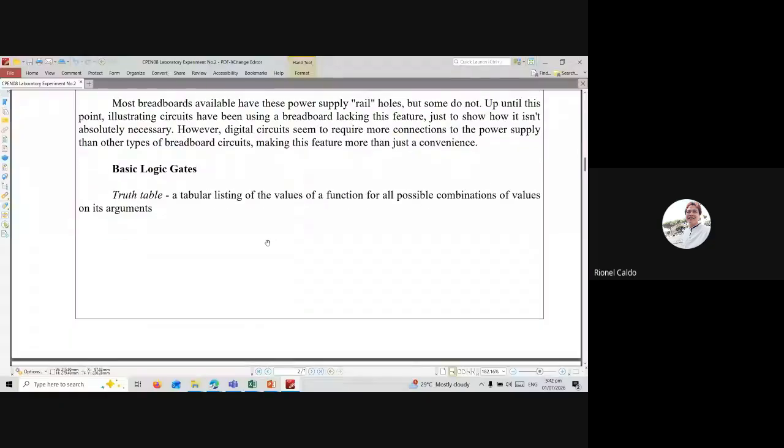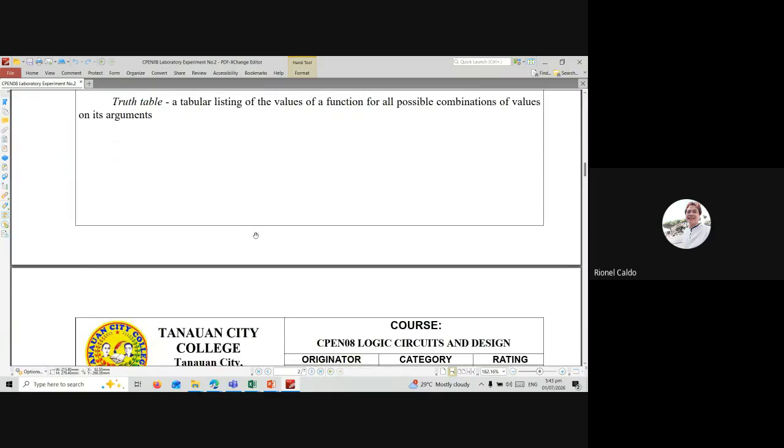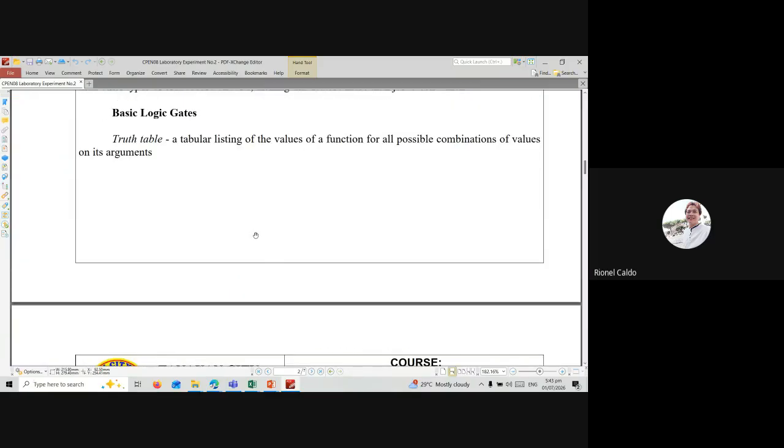So ngayon naman, babalikan uli natin yung concept pertaining to the basic logic gates. One thing that we have to remember is the truth table. So di ba yung truth table natin is basically a tabular listing of the values of a function for all possible combinations of values on its arguments. Diba? So remember the formula that we are using. We have base raised to n, for which the base is the number system. In your case, 2. And the n there is the number of the variables.